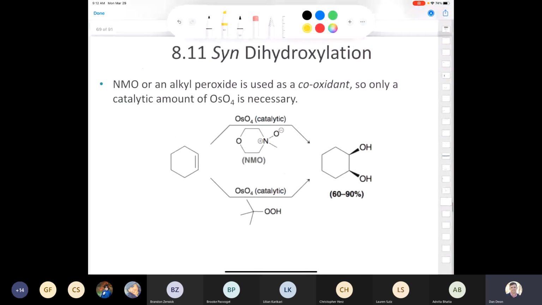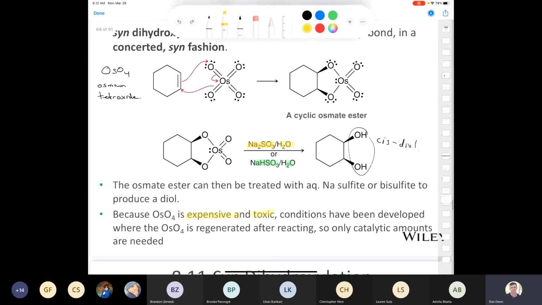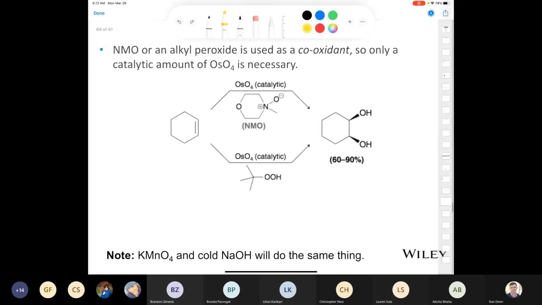So, is there an option? The answer is yes. In fact, the only time I've ever used osmium in my life, I always used NMO in conjunction with the osmium tetroxide. If you're wondering what NMO is, well, instead of using a stoichiometric amount, meaning a 1-to-1 molar ratio of the osmium, which you would have to do if you used sodium sulfite or sodium bisulfite in the second step, you can use just a catalytic amount of osmium tetroxide. That means just a little tiny amount, and you need something called a co-oxidant.